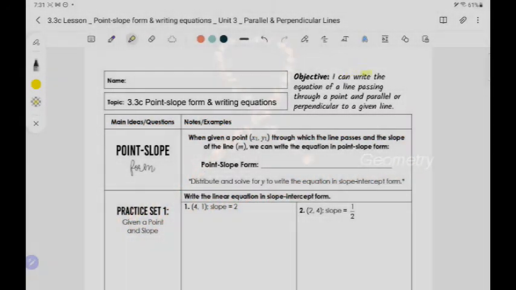Specifically, as the objective says, we're going to write the equation of a line passing through a point and parallel or perpendicular to a given line. Before we can do that, let's look at what is point-slope form.